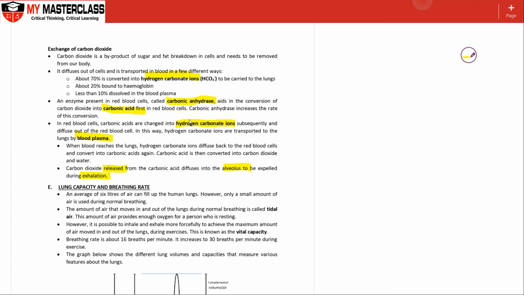So nearing the lung region, the alveoli, it is the reverse. So hydrogen carbonate ions change back to carbonic acid. Carbonic acid will then be converted back to carbon dioxide due to the presence of carbonic anhydrase. Okay, so the suffix -ase, these are enzymes.